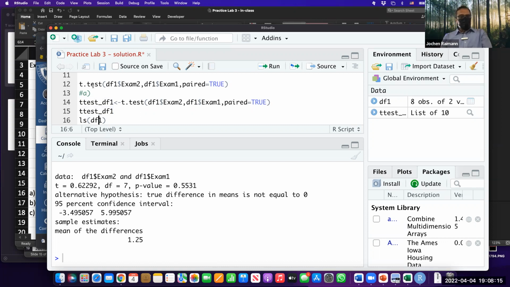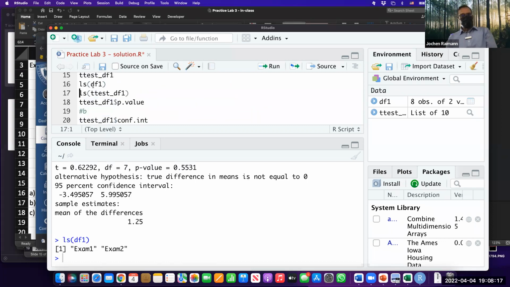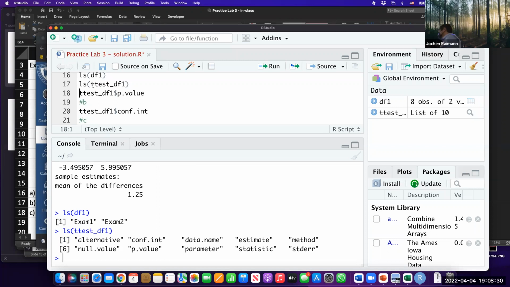Okay, so the reason why I packed this into an object is because with ls(df1), you see a list of what is contained in your data frame, which is 2 variables. And if I do ls on the t-test object, this is all the information I can get out from my t-test object.